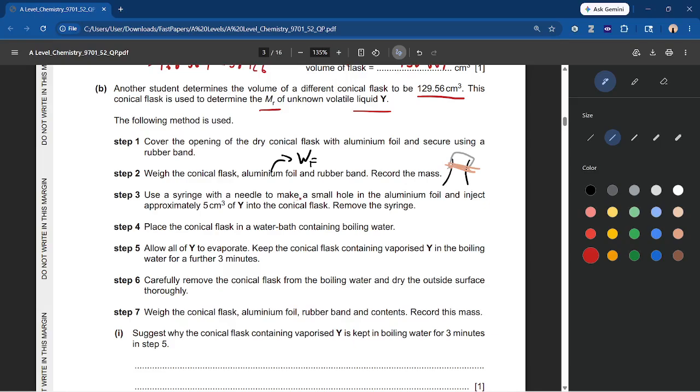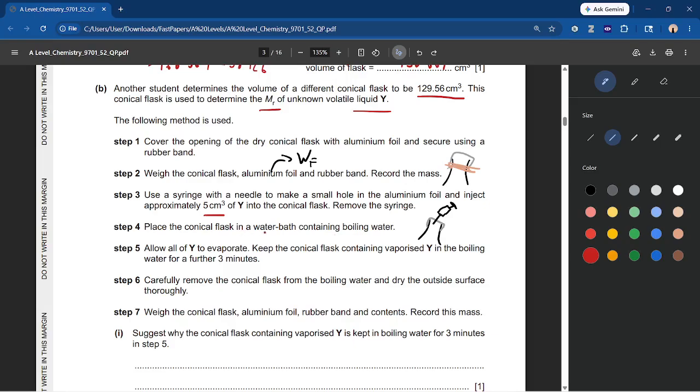Use a syringe with a needle to make a small hole in the aluminum foil and inject approximately 5 centimeter cube of Y into the conical flask. So now for that conical flask that you've previously had over here, so there's going to be aluminum foil over it. Sorry, that wasn't my best drawing. Like this. And the needle sort of goes in through here. So this is your syringe. A pretty bad syringe, but it's okay. You're not being judged for marks. So that's how the syringe is being inserted into this. Pretend the rubber band is there. I'm not going to draw it to confuse you guys.